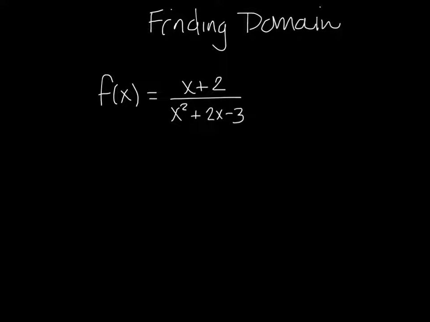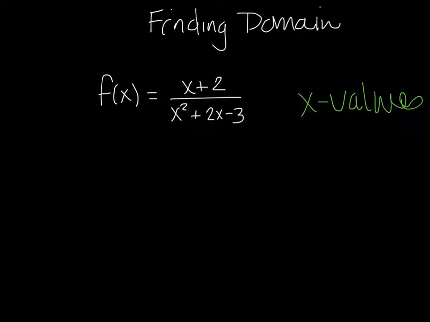Finding a domain is actually a pretty simple thing to do. So here's the idea. In domain, you're saying, what are all the possible x values? Okay, so we're looking at x values and we're saying, what could all work? And you know what? Pretty much everything's going to work. The only thing that's not going to work is the thing that makes the bottom equal to 0.